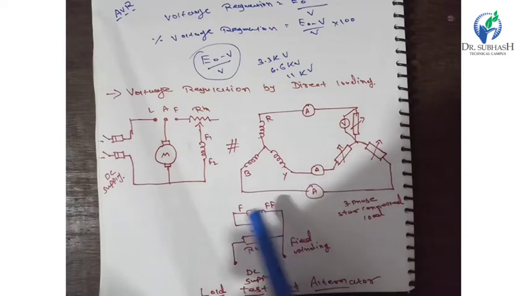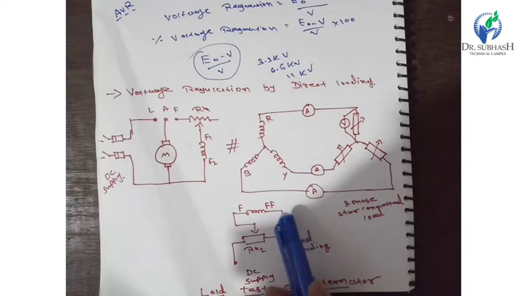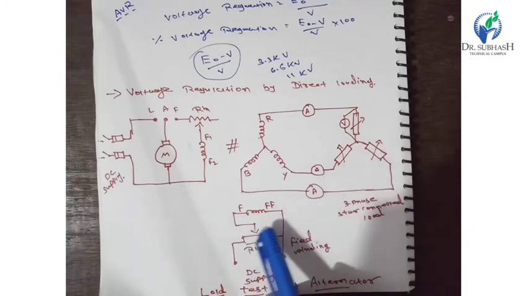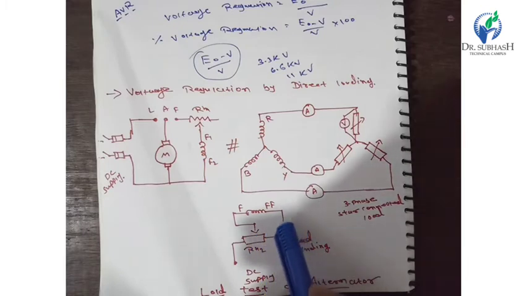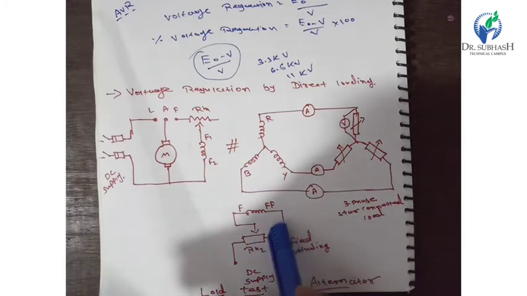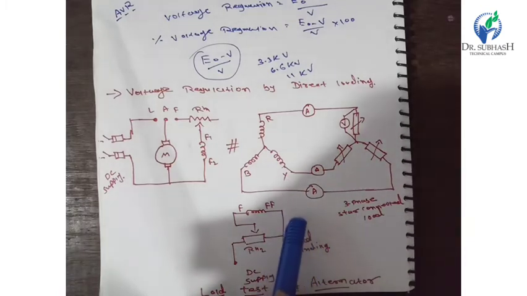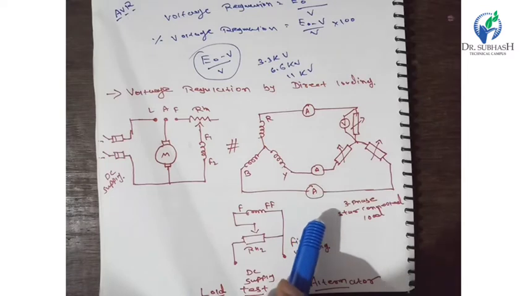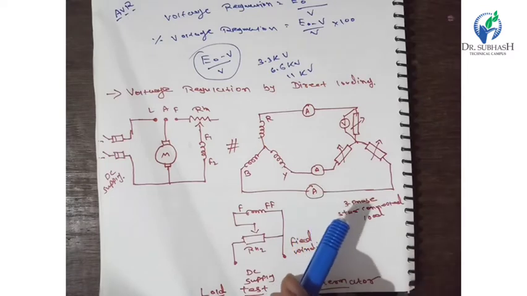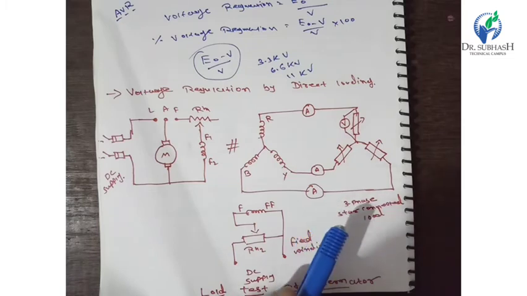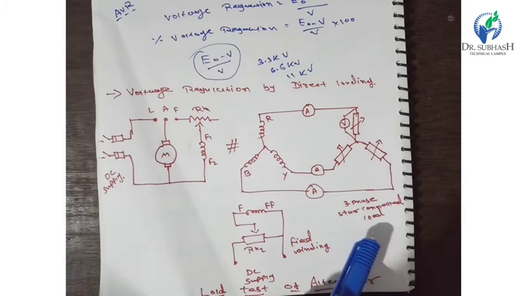Since it is a direct load test, it is practically possible to load an alternator of small rating voltage, but for a large rating alternator, the high load is practically difficult to manage. Hence, for a large capacity alternator, the indirect method is used to find the voltage regulation.